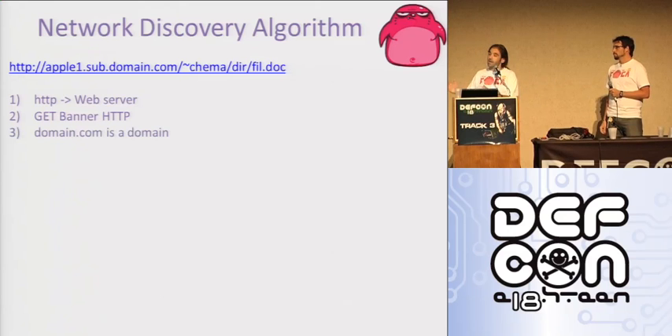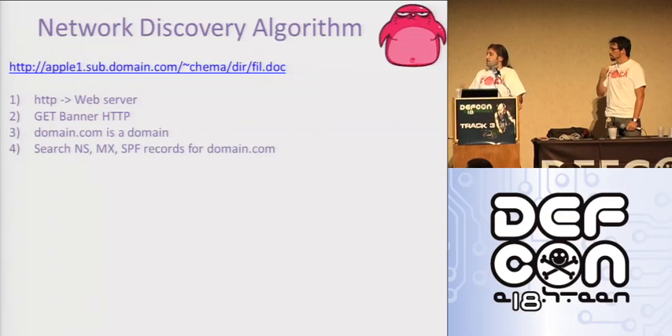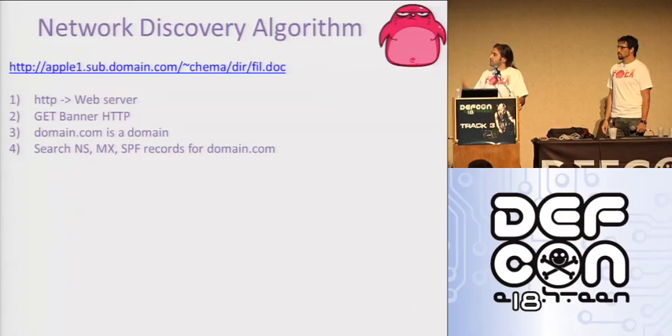Then we got a domain. That domain, we can use it to discover in which part of the network is one of those servers that we weren't able to allocate into the network map. So it's good for us to discover all the domains that we can. So domain.com is a domain. Of course, if we got the domain, we can also get the name server, the mail exchanger, and the information in the SPF record about IP addresses of internal servers. Of course, we can do the same with the subdomain.